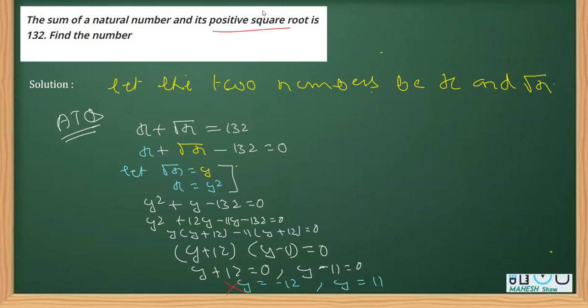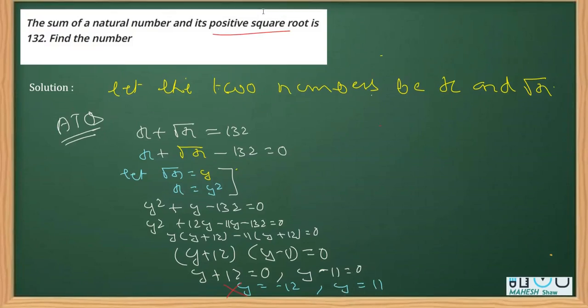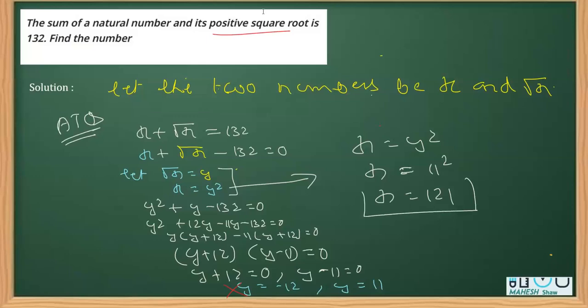Now remember, we don't have to get the value of y. Instead, we have to get the value of x here. So what should we do here? What is x here? From this equation, what do we have? x as y square. And we have to get x, not y. So replacing y with 11, we get x is equal to 121. Therefore, this is going to be our final answer.